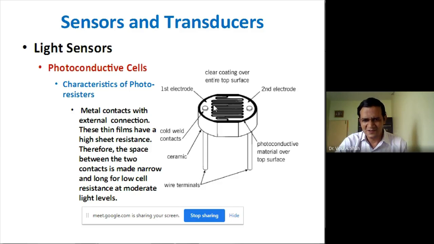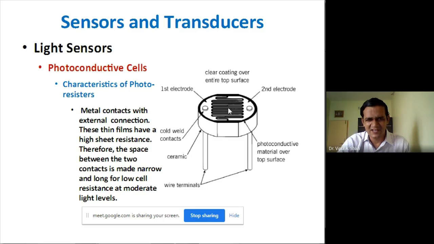There is an electrode. The cold wire contacts are here. Then you have a ceramic material sheath over here, two wire terminals, photoconductive material over here at the top surface. This is the photoconductive material. Then there is a second electrode, and then there is a coating. So metal contacts with external connections.